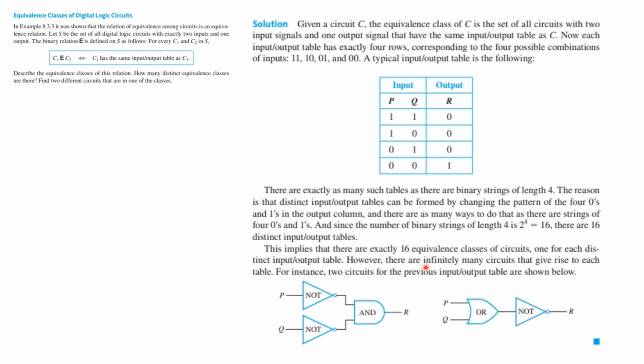Now, that means there are exactly 16 distinct equivalence classes for these circuits. However, there are infinitely many circuits that give rise to each table. For example, this table happens if you have 2 NOT devices and an AND device following it. And here you're ORing those two because you have either path. And here you could start with an OR and go to a NOT, and you would get the same output. So this is an important example using circuits.